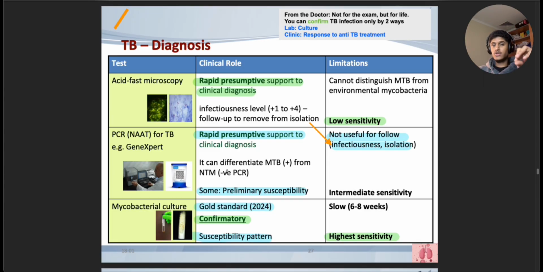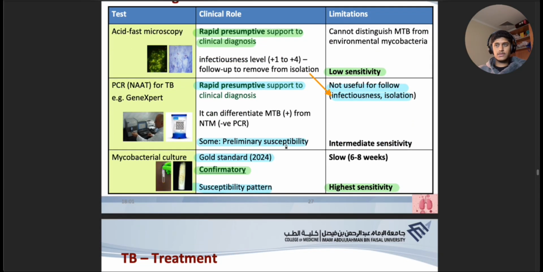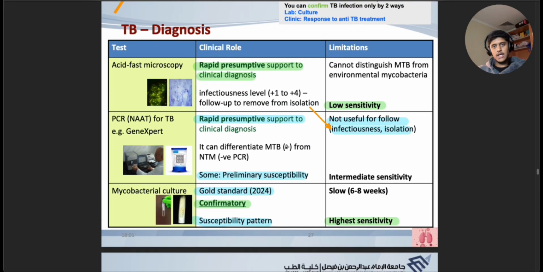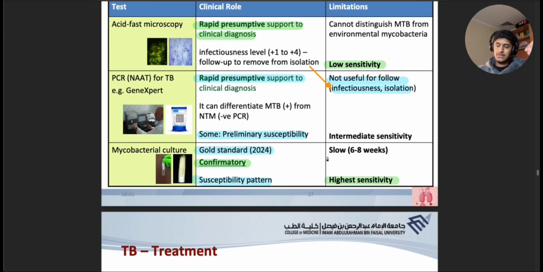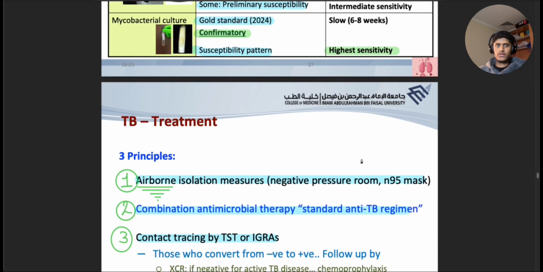But it is really useful in terms of differentiating between Mycobacterium TB and the non-TB, or the one that is environmental Mycobacterium. And the gold standard and the one that we use for confirmation is Mycobacterial culture. It has a much higher susceptibility pattern and highest sensitivity. However, it takes so much time, but we use it for more data and confirmation.